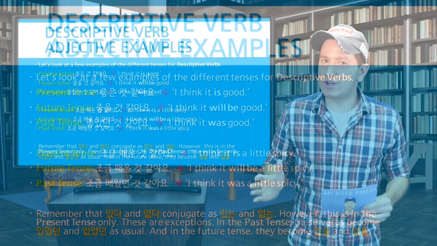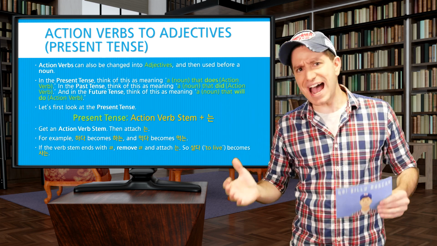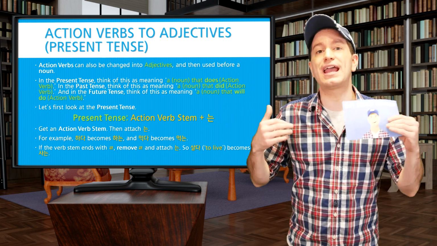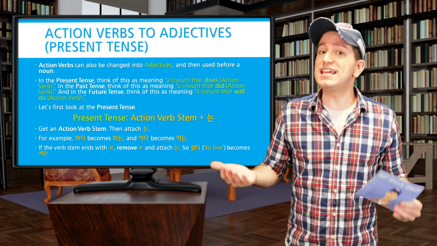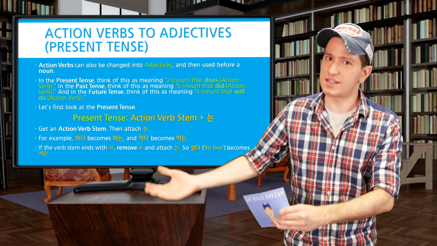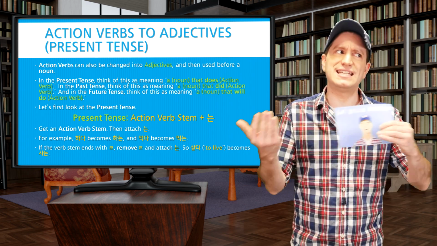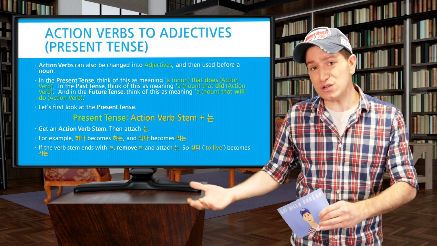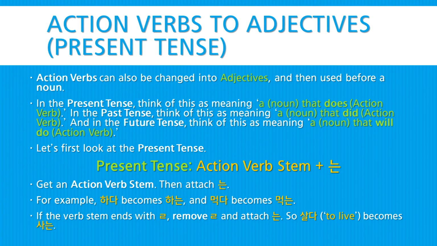But not only descriptive verbs, also action verbs can be conjugated into adjectives and then used before a verb. What this means is, in the present tense, you can think of this as meaning something or someone who does something. In the past tense, something or someone who did something. And in the future tense, something or someone who will do something.